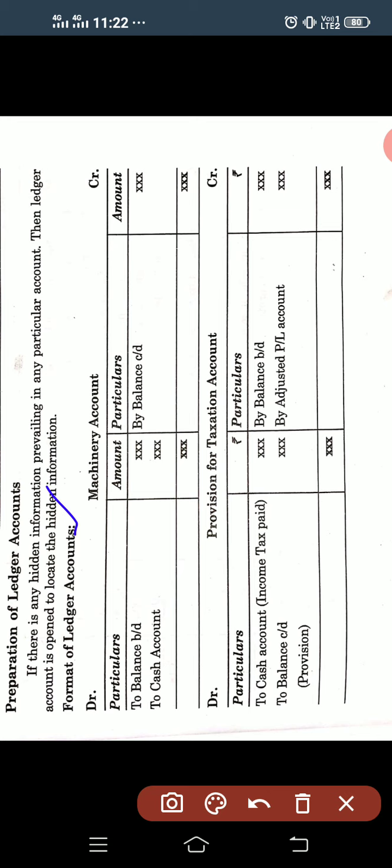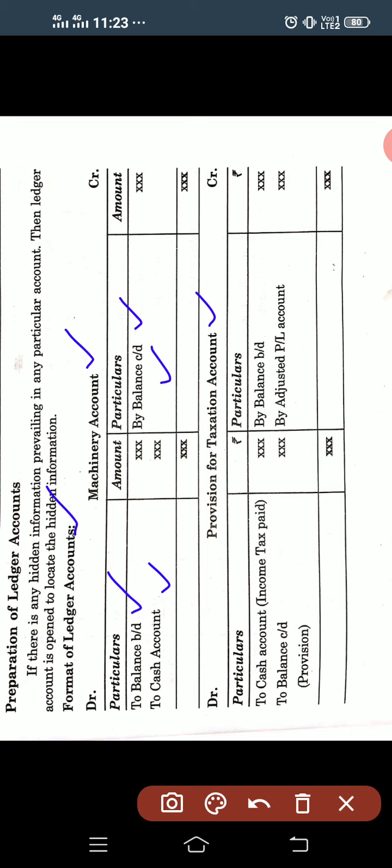So these are the formats of the ledger account. The fixed asset, that is machinery account: To balance brought down is the opening balance, so it will come on the debit side. By balance carried down is the closing balance, so it will come on the credit side. Then we have to write the difference. If there is any difference, that is To cash or By cash, it will come as a balancing figure. To cash means purchase, by cash means sales. So this is the format of the machinery ledger account.